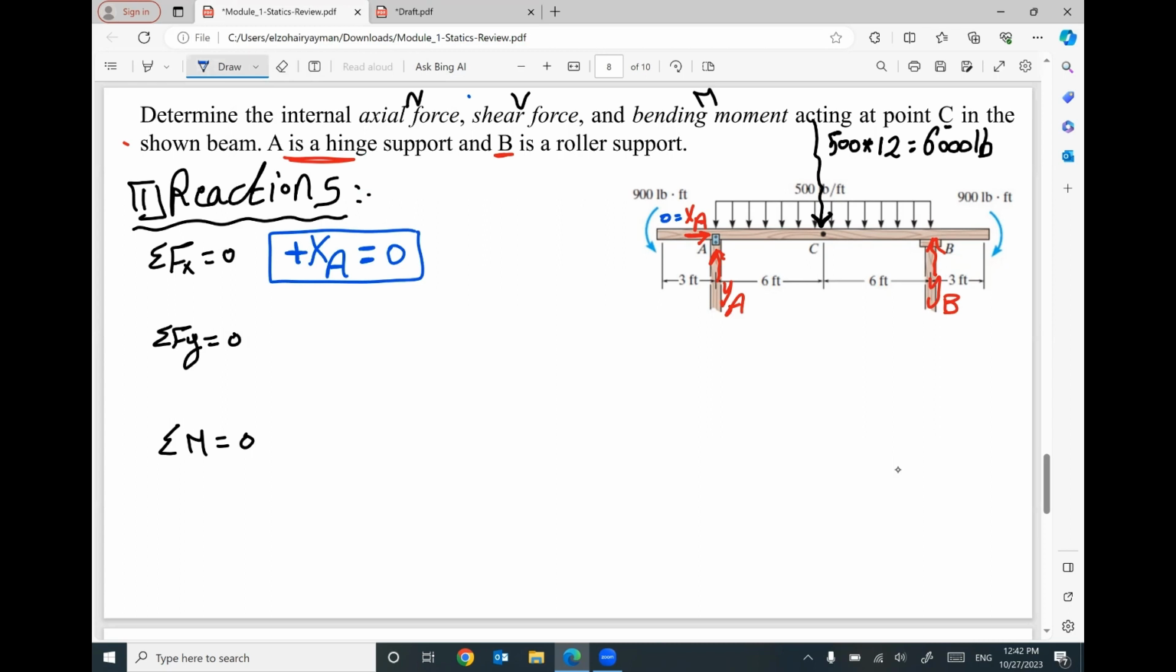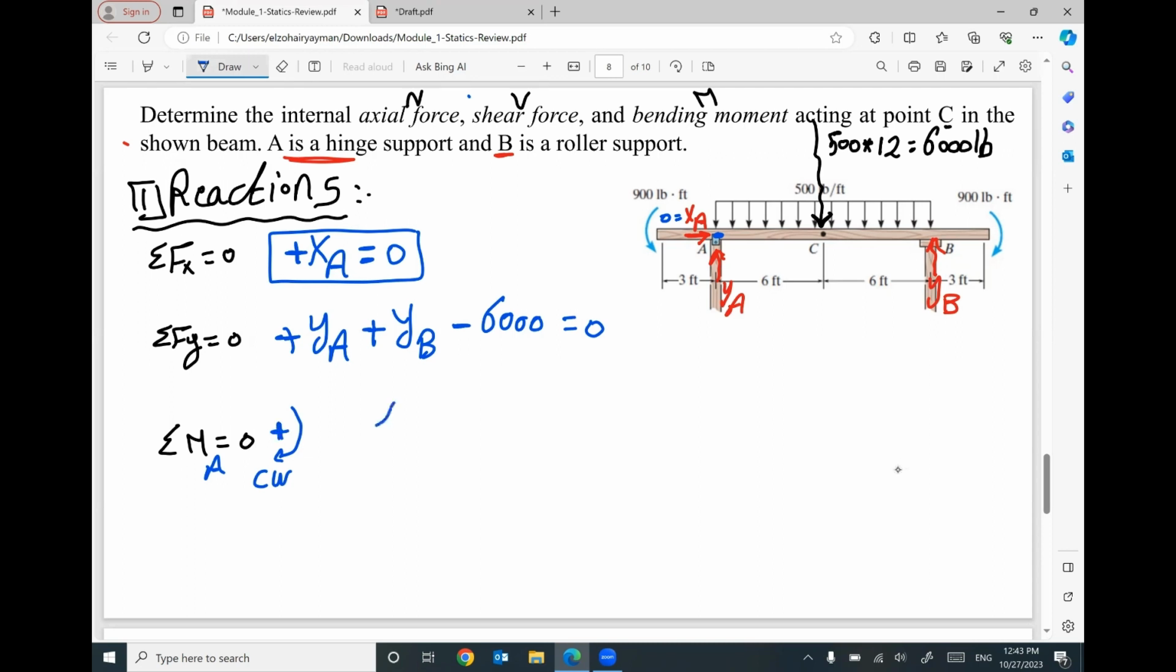Summation F of y equals 0. I have positive YA. I have positive YB. I have negative 6,000 equals 0. We cannot do any more for this equation because we have 2 unknowns. Summation moment. I do recommend to take moment at A, the point with the highest number of reactions. I will assume my clockwise rotation will be my positive.